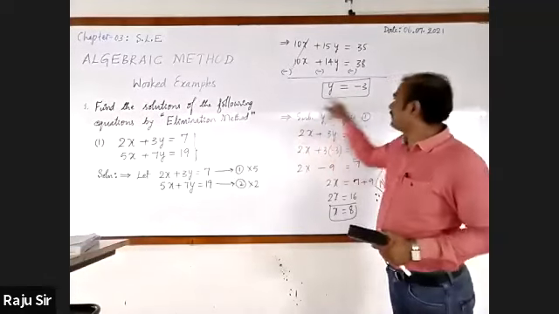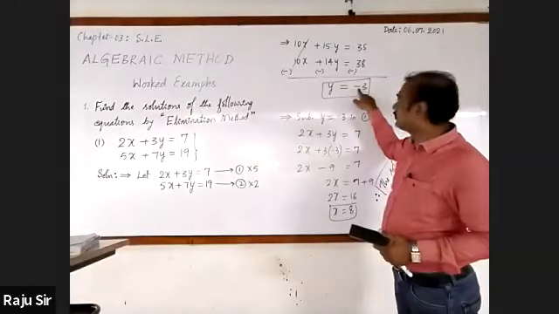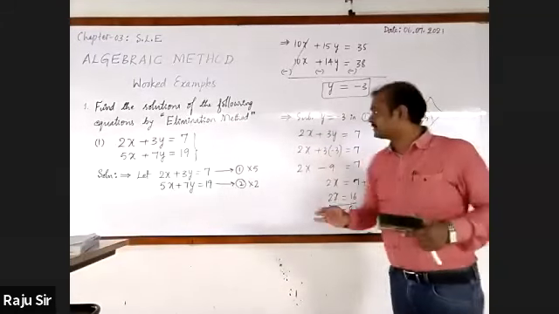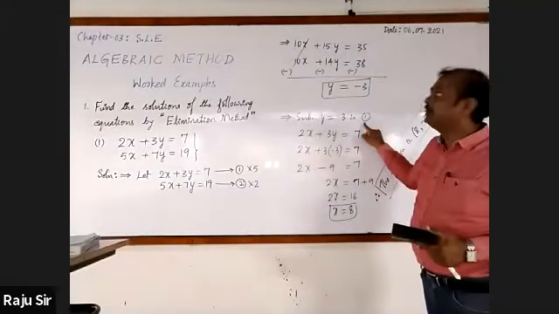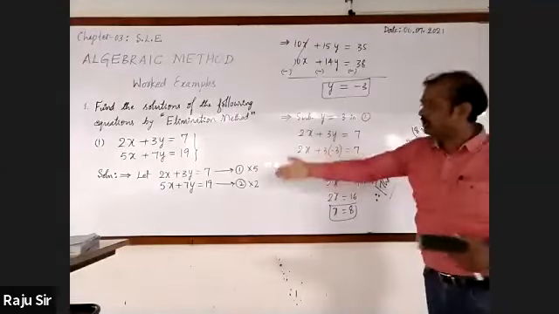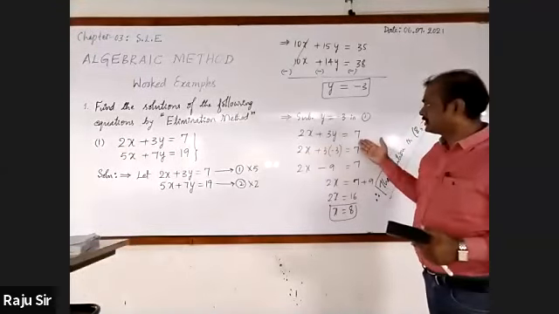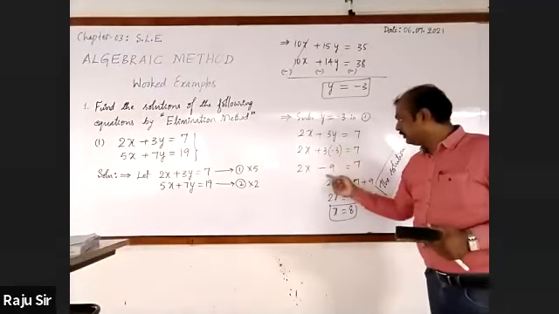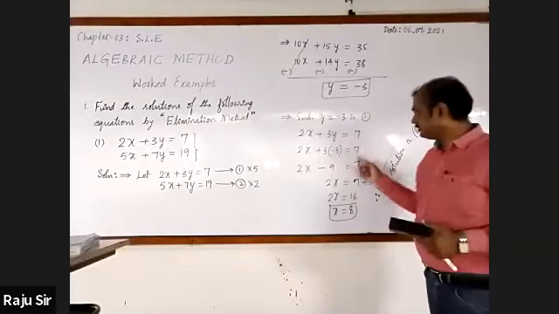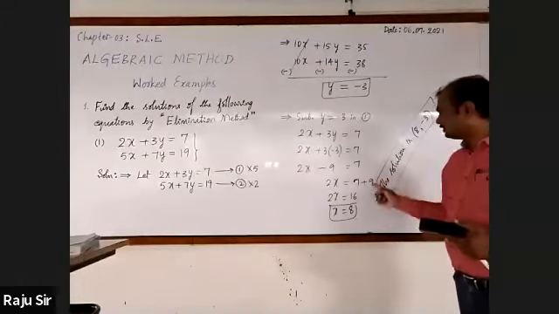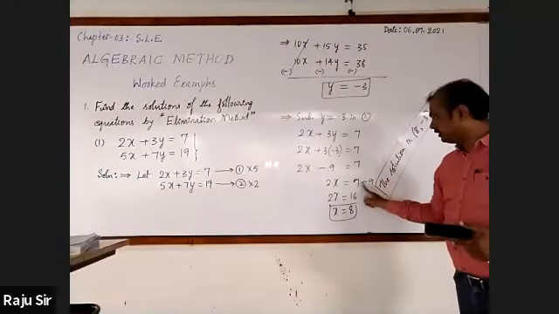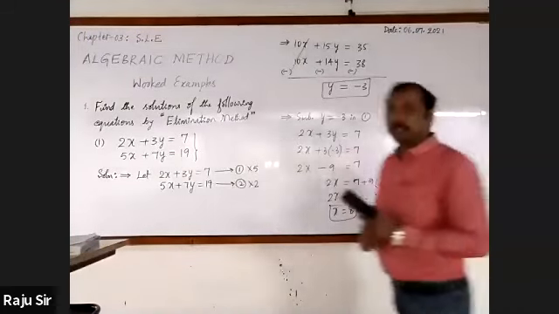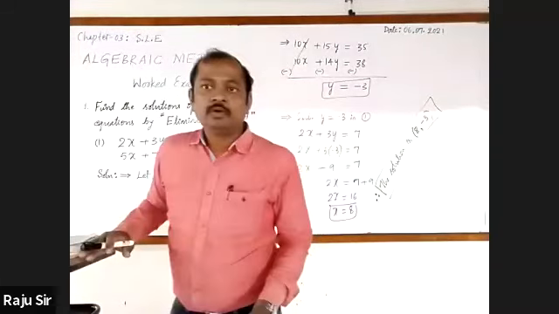Then afterwards substitute y equal to minus 3 in any one of the two equations. It is not compulsory to take only the first equation; you may take the second equation also. Here I have taken the first equation. On substituting minus 3 in place of y, we get minus 9 on the left, equal to 7. Transfer minus 9 to the right hand side, it becomes plus 9. Plus 7 is 16. 2x equal to 16, x equal to 8. Hope that it is clear.